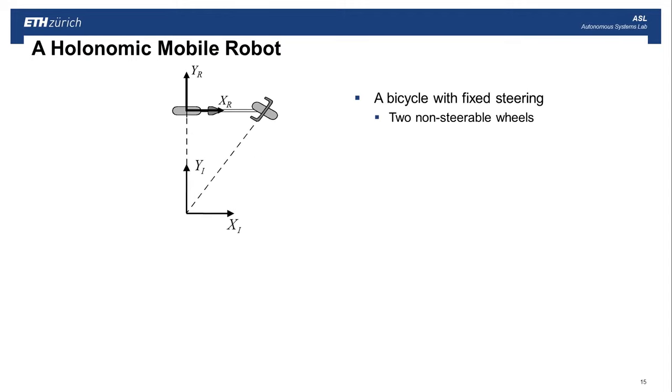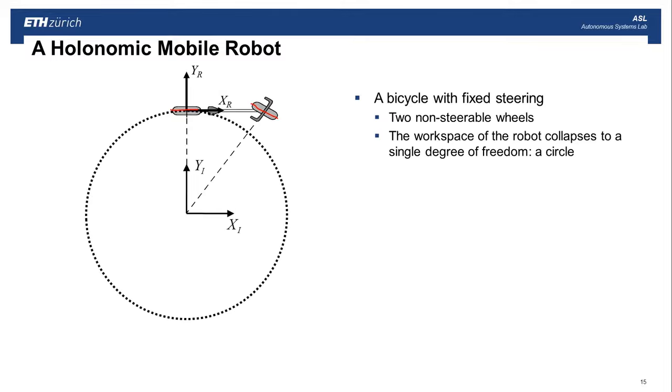The first example is a bicycle with fixed steering. So again, these rounded rectangles are wheels, so we have 2 non-steerable wheels. Now, when you do this, remember we have these no sliding constraints, which are this way, and they intersect at a sort of instantaneous center of rotation. And if you do this, the workspace of the robot collapses to a single degree of freedom, and that is a circle.